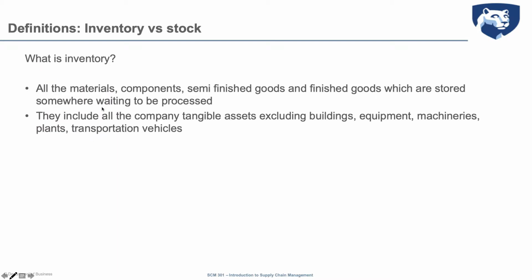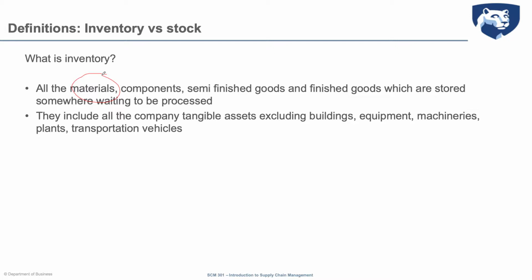So, inventory. Let's define inventory first. Inventory in a supply chain is composed of all the materials, components, semi-finished goods, and finished goods which are stored somewhere waiting to be processed. Basically, inventory is whichever goods or material, no matter its state in the supply chain, which is waiting to be passed to the next stage or to be sold to the final market.